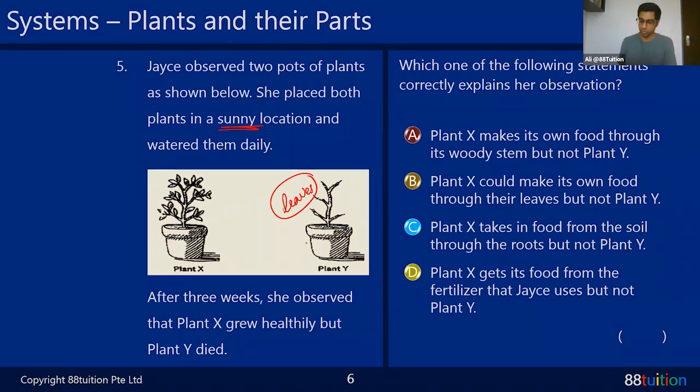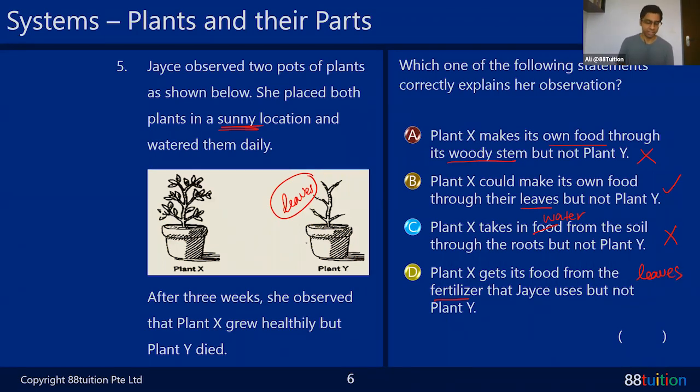Plant X makes its own food through its woody stem. Hey, food is not made through the stem. Plant X could make its own food through its leaves. Hey, that looks correct. Plant X takes in food from the soil. No, it only takes water from the soil, not food. So this looks correct. This is wrong. Plant X gets its food from fertilizer. No, plant X gets its food from leaves.